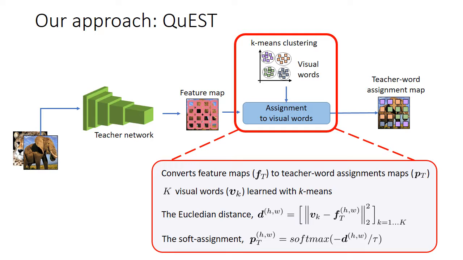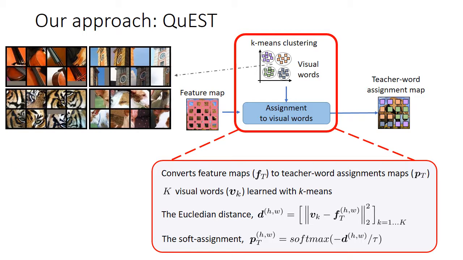Let's see in more detail how the quantization on the teacher side is done. The purpose of this step is to convert the teacher's feature maps into teacher word assignment maps, which are used as the target for the student in our distillation loss. To that end, the assignment block uses a vocabulary learned offline with k-means on the feature maps of the teacher. The visual words of this vocabulary, which we call the teacher words, are representative of the important visual concepts that the teacher learned to detect.